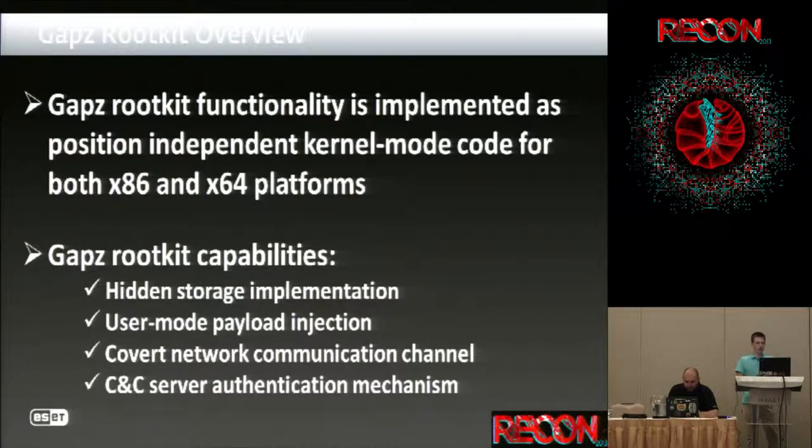The user mode payload injection injects payloads into the address space of processes. It provides a covert channel to communicate with the CNC server and stay under the radar of personal firewalls and network monitoring tools. And it provides some authentication primitives to authenticate CNC servers. The rootkit functionality is implemented as position-independent code, which is available both for 32 and 64-bit operating systems.